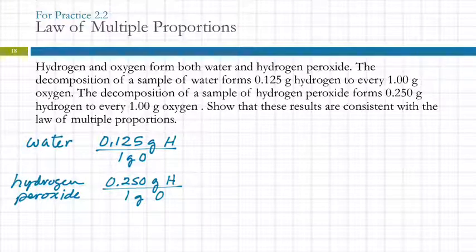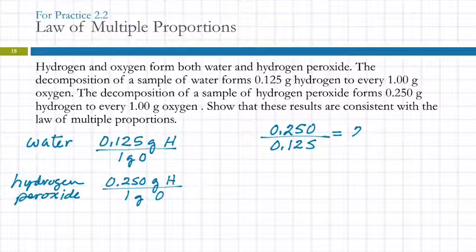So if the law of multiple proportions is true, then the ratio of 0.125 and 0.25 should be a whole number. Well, we need to put the bigger number on top, because otherwise we're going to get a number that's less than 1. So put the big number on top, 0.250, and divide by the smaller number, 0.125, and that gives us 2. What this is saying is that for hydrogen peroxide, I'm just going to leave it at that. Any questions?